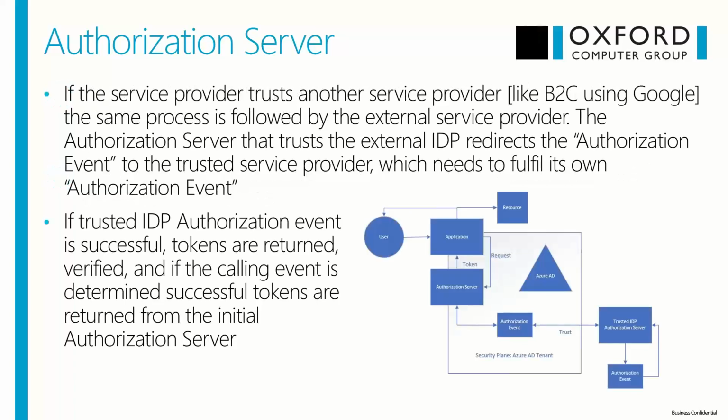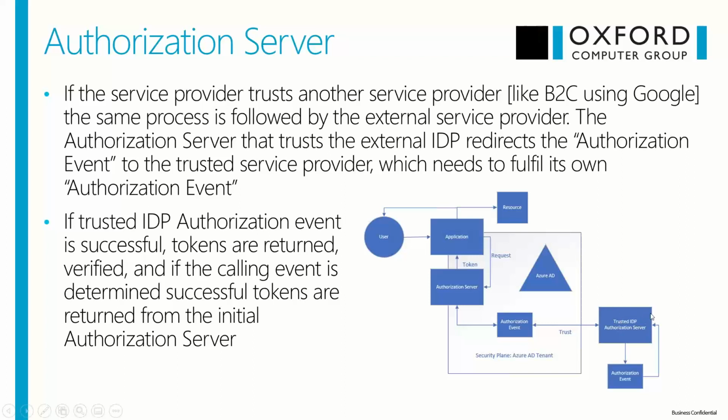And how does a system like this integrate with an external identity provider? Well, in this scenario, we're trusting an external IDP. This is basically the same diagram as I showed you before, where the user wants to access an application. It goes to the authorization server. It needs an authorization event. Well, you configure the environment so that if you trust another IDP, then that authorization event goes to another IDP that is actually another authorization server.